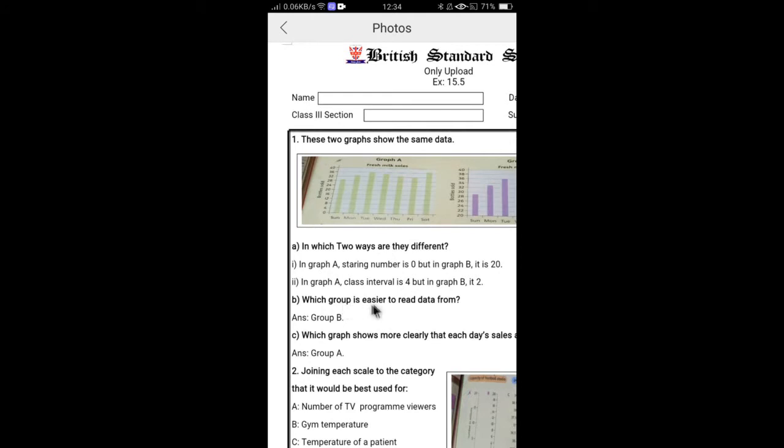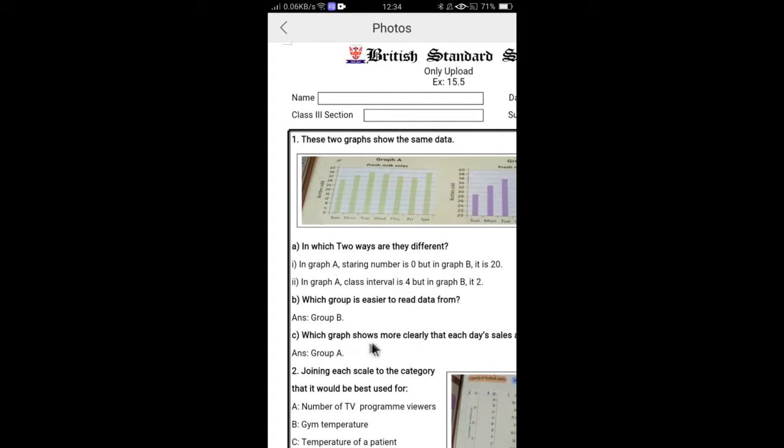Part B: which group was easier to read the data from? We all know that when the class intervals are smaller, that graph is clearer for finding out the values. The smaller distance is graph B. That's why group B is my answer.